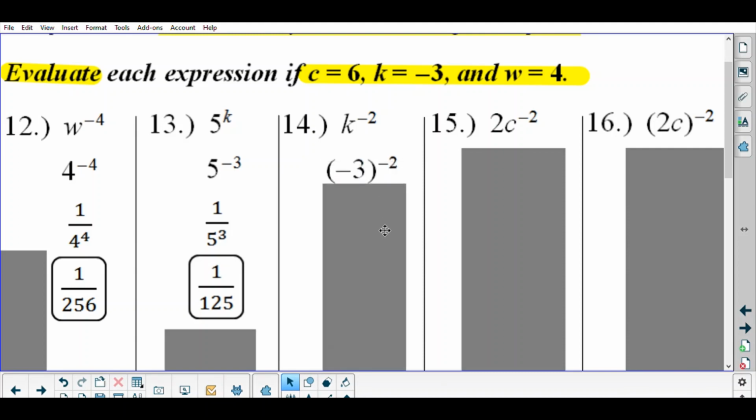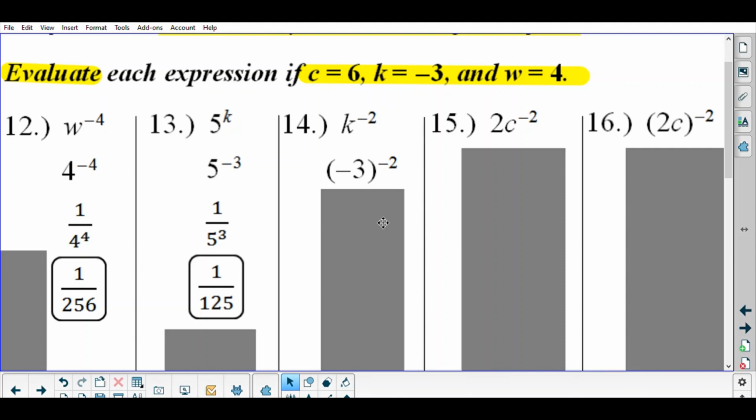Number 14, substitute negative 3 in parentheses taken to the negative second power. I actually taught you earlier this school year that anytime your base is a negative number and you take it to a power, it has to be written in parentheses. I don't know if you still have those guided notes or not, but that's why I'm using parentheses. Anytime you have a negative number taken to a power, that negative number for the base, in this case -3, must be written in parentheses.